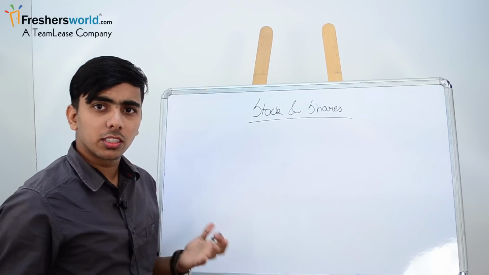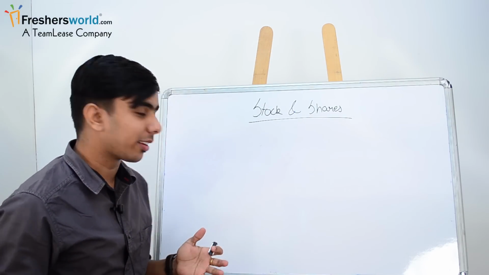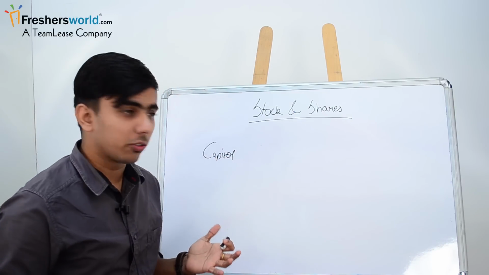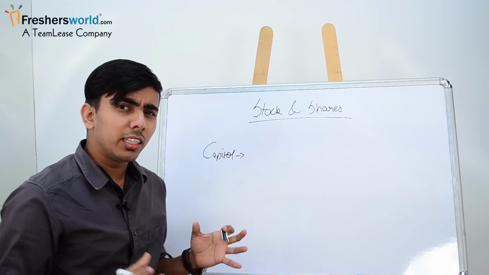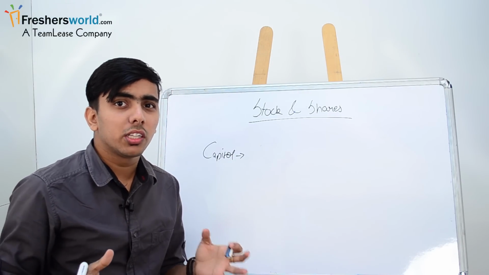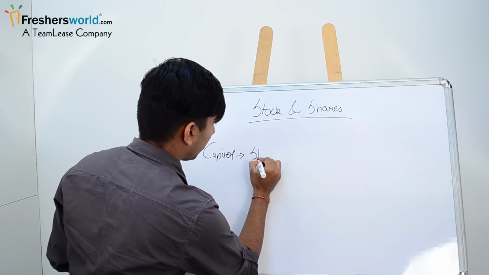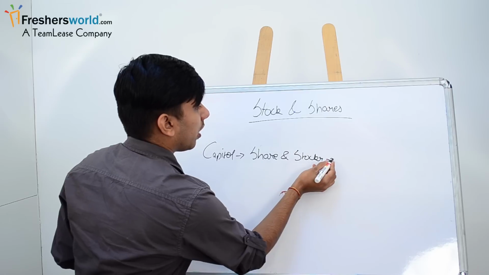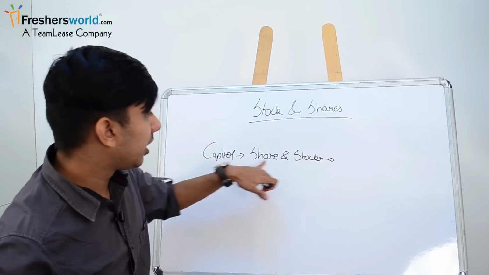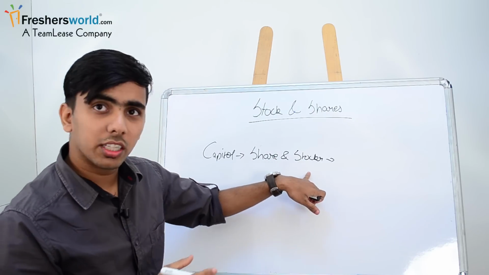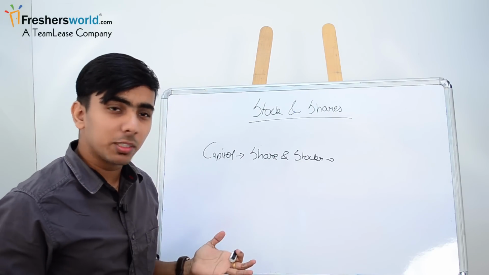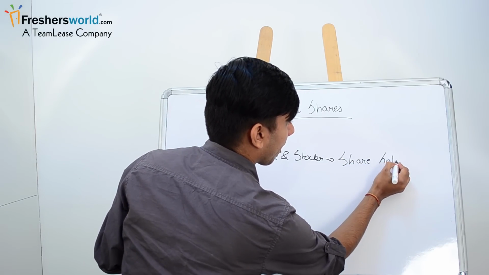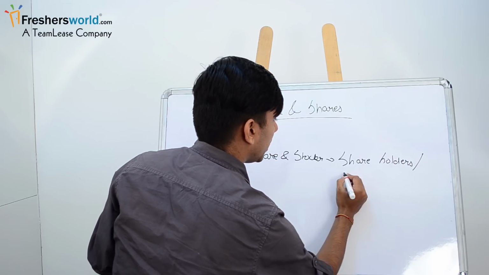So to understand what is stock and share, we need to understand what is capital. Capital is the amount we need to run our company or business. That capital is divided into small units which we call share and stock. The company will issue these stock and shares in the open market. Whoever purchases or subscribes to them is called a shareholder or stockholder.